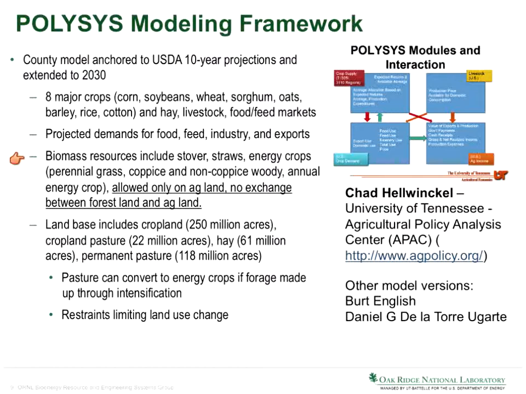But we do simulate production, potentially, of these dedicated feedstocks on these agricultural land bases, including 250 million acres of cropland, 22 million acres of cropland pasture, 61 million acres of hay, and 181 million acres of permanent pasture. And there are some more detailed assumptions on the pasture conversion. I should add that this is done in collaboration with the Agricultural Policy Analysis Center at UT, and there's more information on this modeling framework available in the billion ton update.